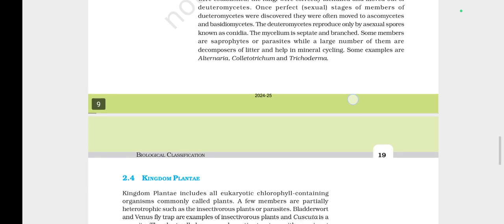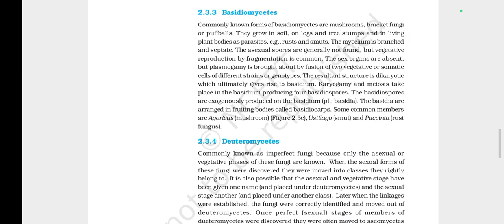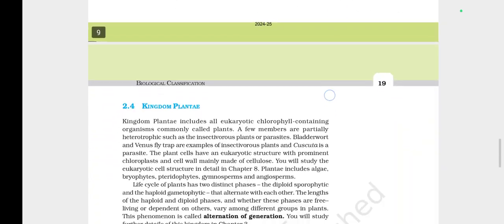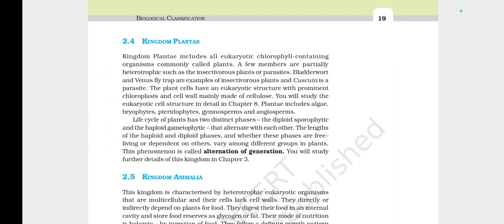Okay, now let us look at Kingdom Plantae. Kingdom Plantae includes eukaryotic chlorophyll-containing organisms commonly called plants. A few members are partially heterotrophic, such as insectivorous plants: bladderwort, Venus flytrap. Cuscuta is a parasite.